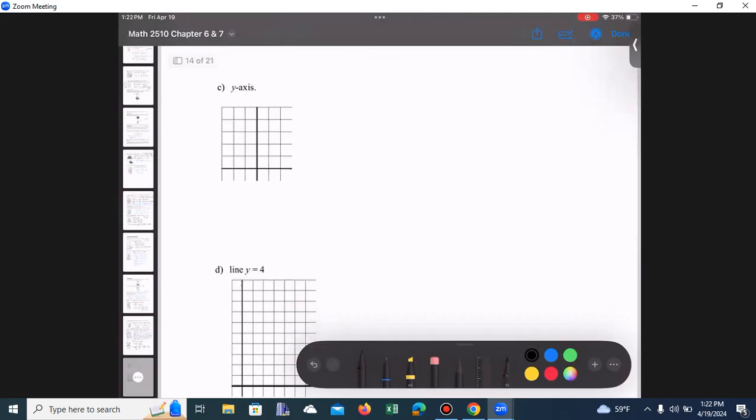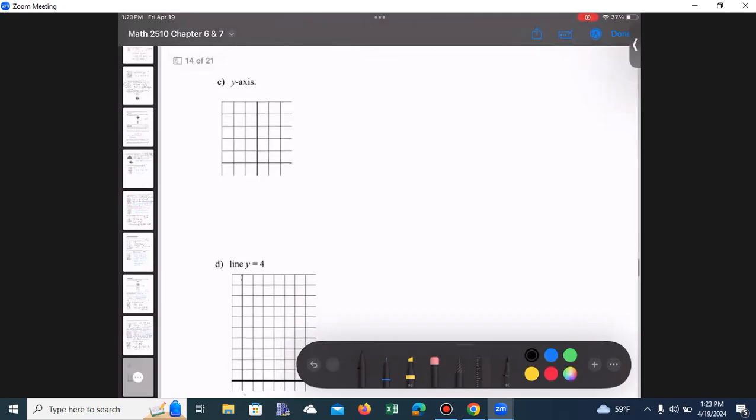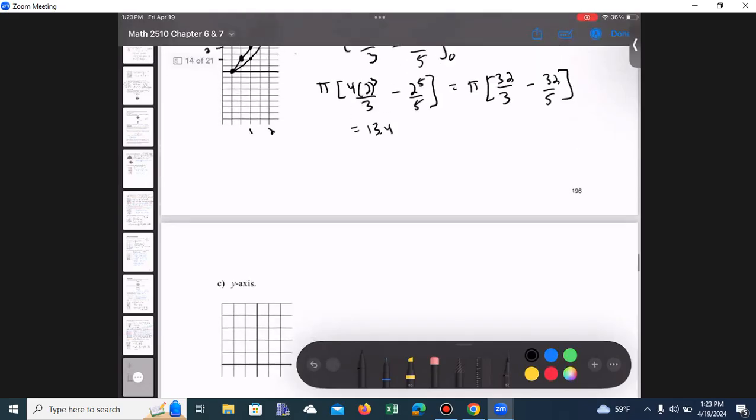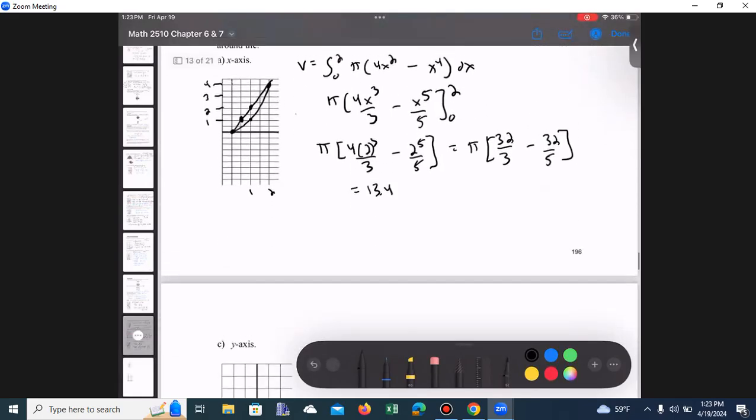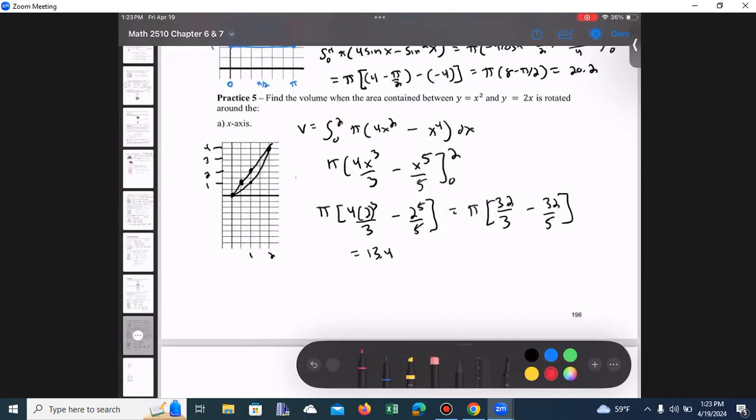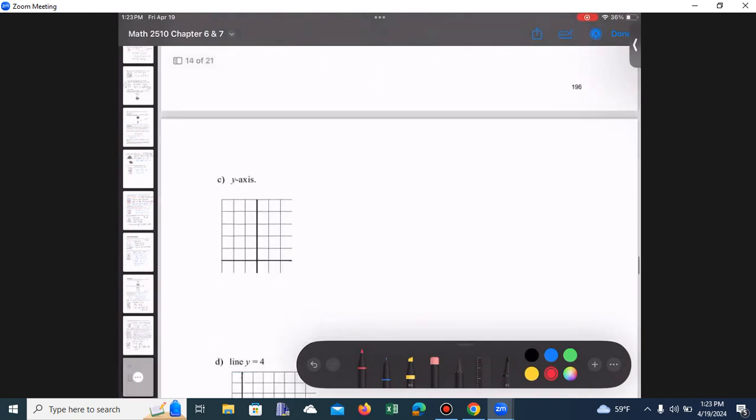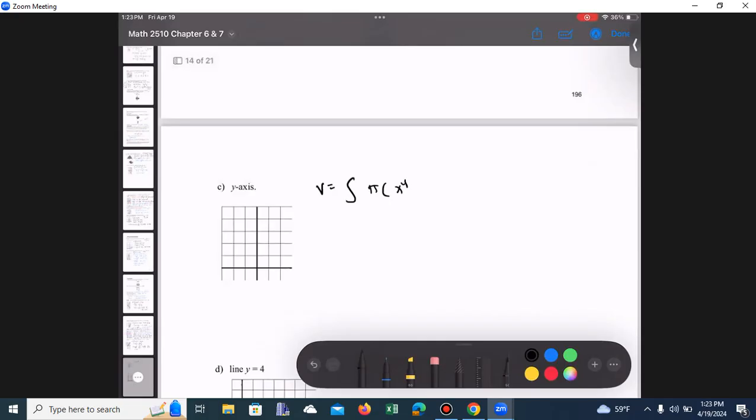Right, so we're going to do this about the y-axis. Same idea, we're going to use the same functions here. I'm going to go back up to this graph though. We're rotating around the y-axis. So your outer radius is actually your x squared there. So our volume will be, we'll get the limits here in a minute. So you have pi x squared, which will be x to the 4th. Well, actually, hold on a second.